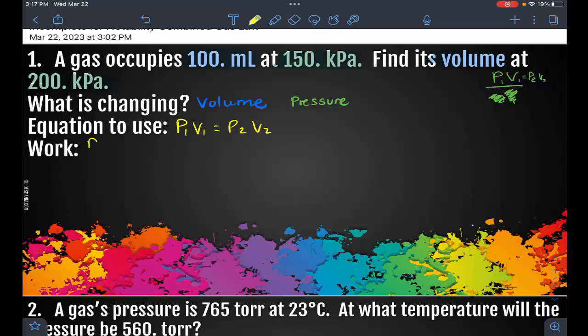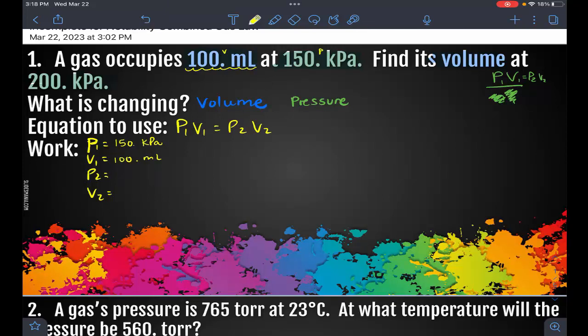All right, so what we're going to do is make a list of our variables and fill them in. So P1, V1, P2, V2. Now we're going to go back and carefully read the problem and get the right numbers listed with the right variable. So P1 is our starting pressure. A gas occupies 100 milliliters, that's a volume, at 150 kPa, that's a pressure. So this is my starting pressure, 150 kPa. I also just passed by my starting volume. It was 100 milliliters. So I'm going to fill that in as my V1, 100 milliliters.